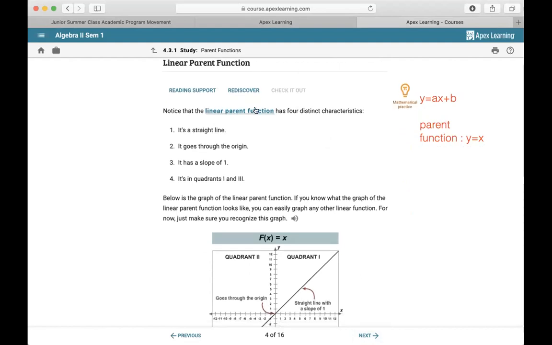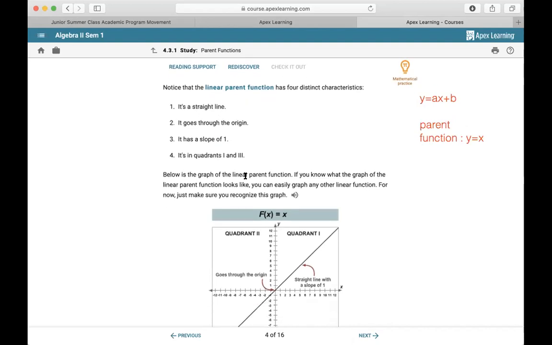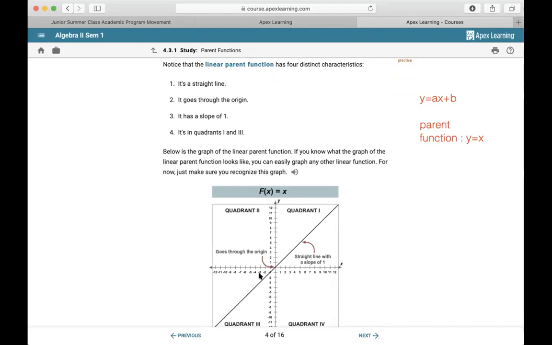And our linear parent function has 4 specific characteristics that make it a linear function. The first one is it's a straight line. There's no bends in the line. The second one is it goes through the origin, and if you forgot, the origin is that 0,0. It has a slope of +1.